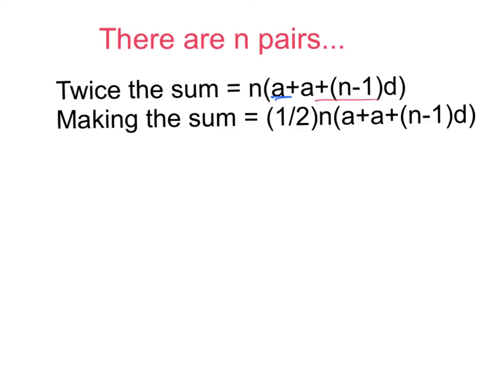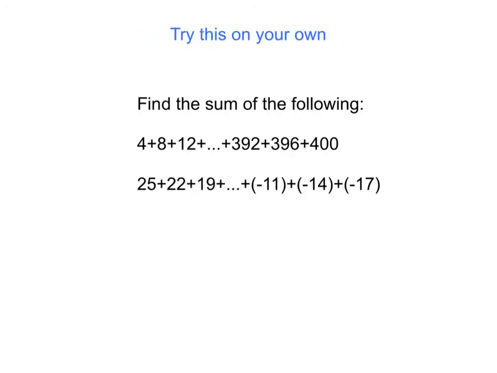That's really cool. Look at that. Half of the first term plus the last term is just the average of the first term and the last term. Right. Cool. So here are a couple for you to try on your own. This is not busy work.